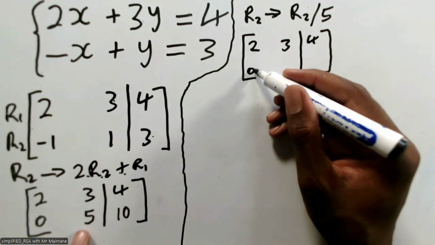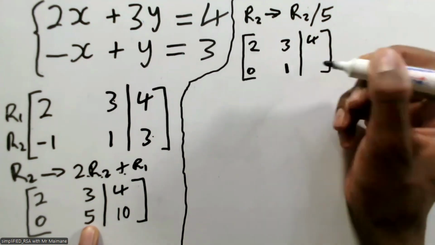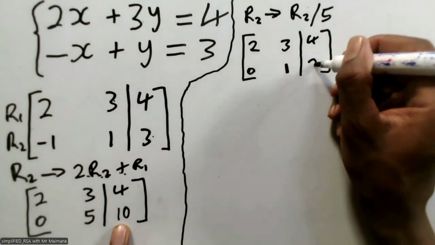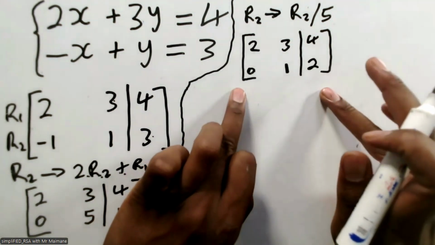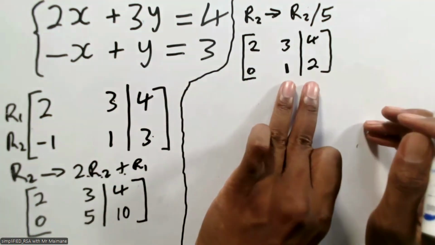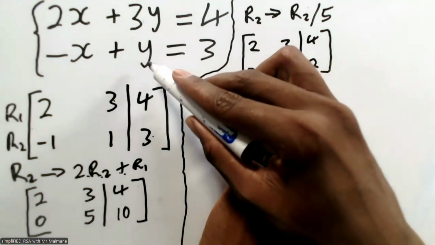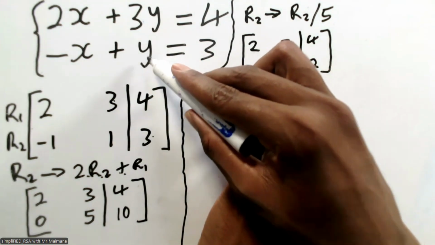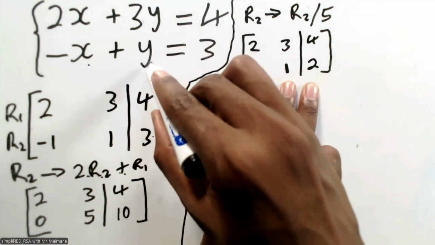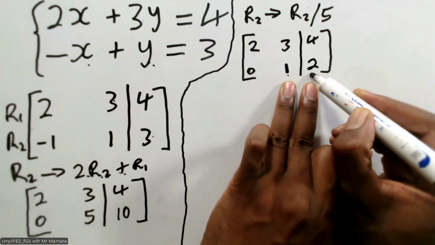0 divided by 5 is 0. What is 5 divided by 5? It's going to give me a 1. What is 10 divided by 5? 10 divided by 5 is going to give me a 2. So now I'm happy. Now I've manipulated the second row. Already from here, I can tell that the value of y, remember, y is this one. Because already x is 0, meaning if this one is 0, I have y only. I can tell from here that the value of y is 2.